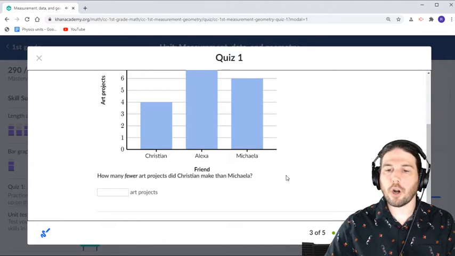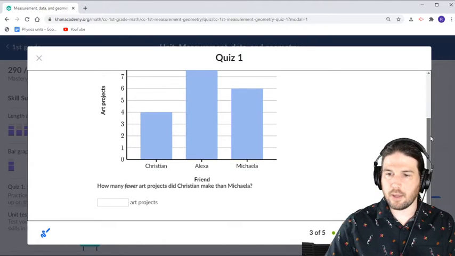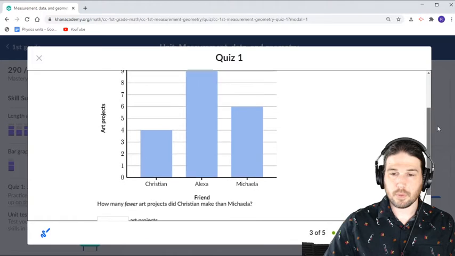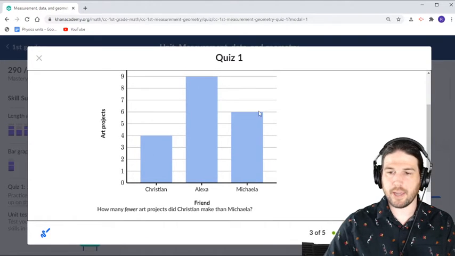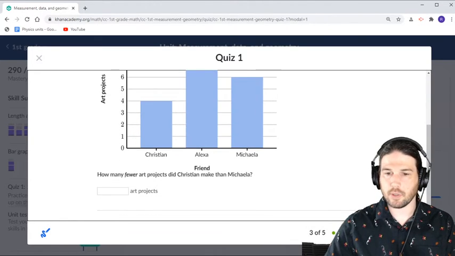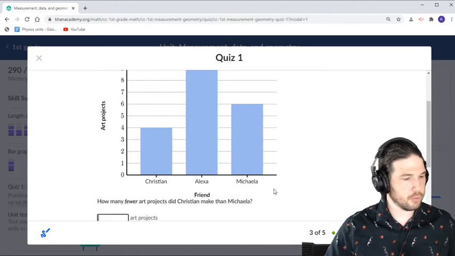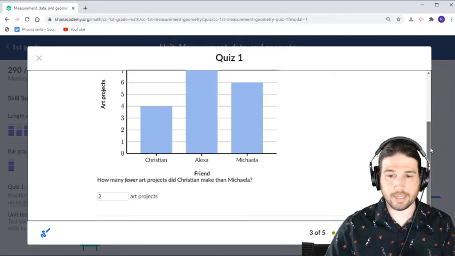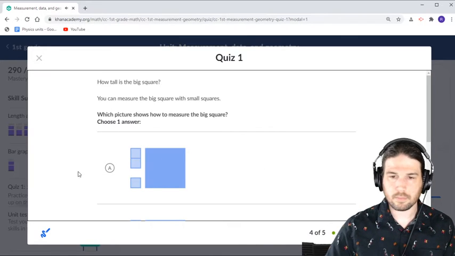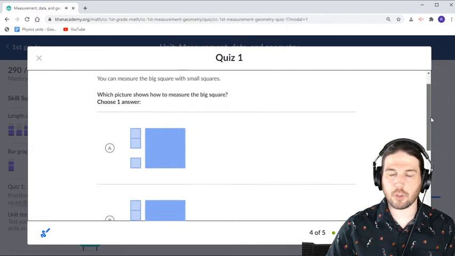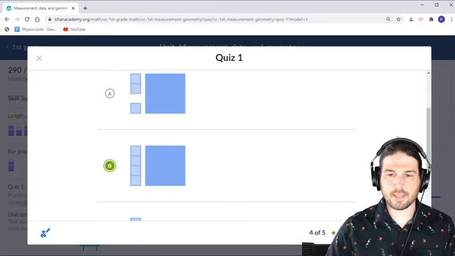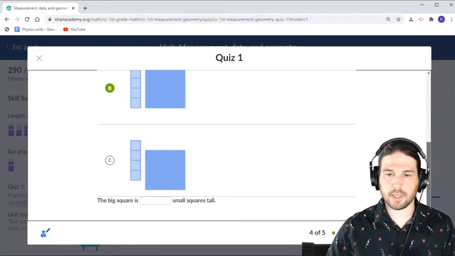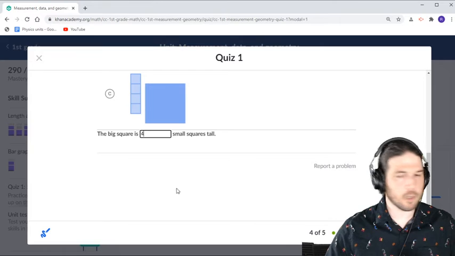How many fewer art projects did Christian make than Michaela? Well, let's see. Christian made 4, Michaela made 6. So it looks like Christian made 2 fewer. And Alexa is killing it with 9 art projects. How do we measure the big square? Not that way. Yes, that way. Not that way. The big square is 4 small squares tall.